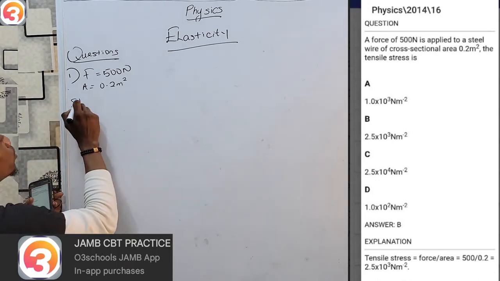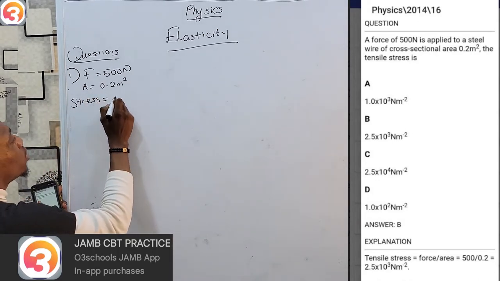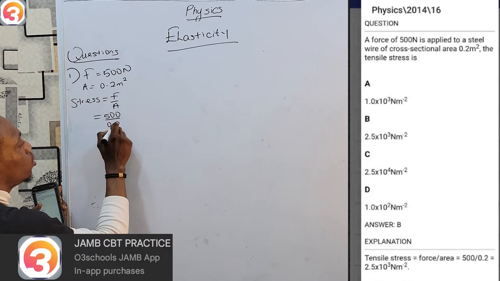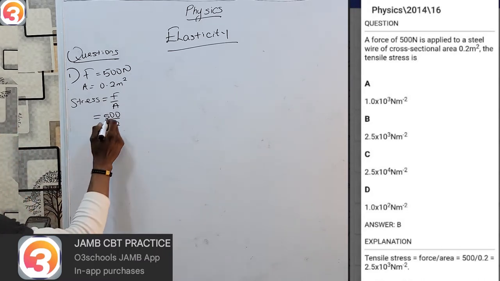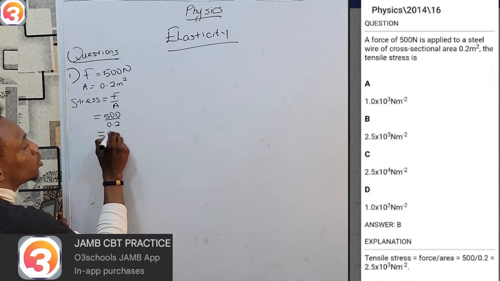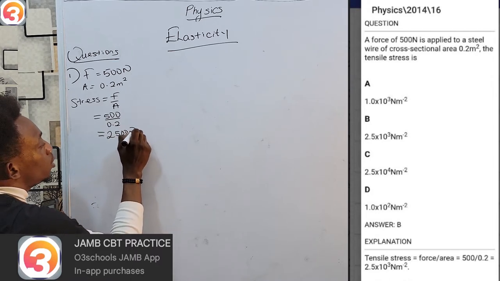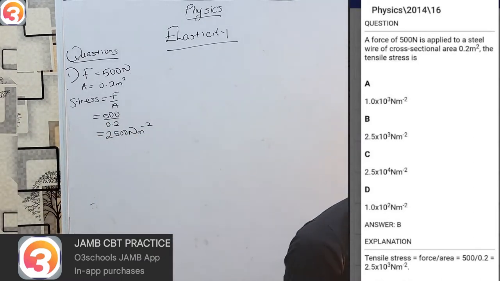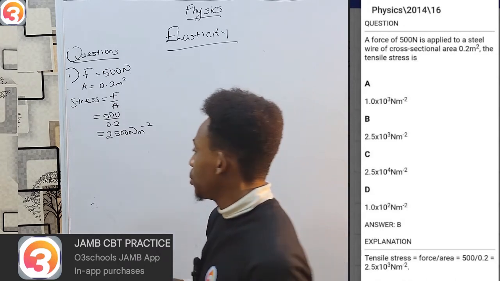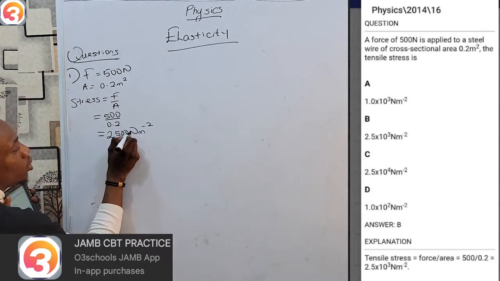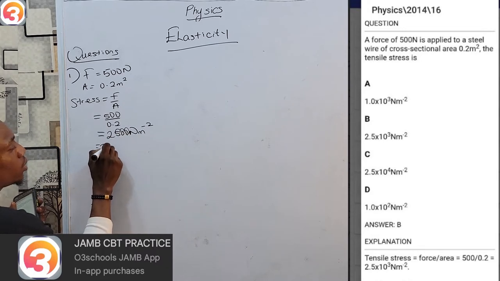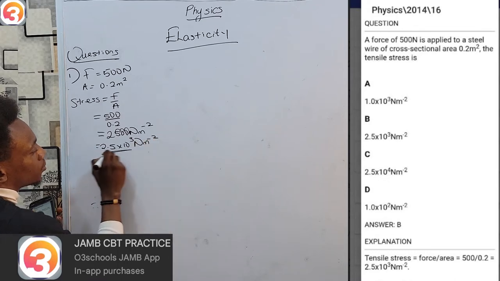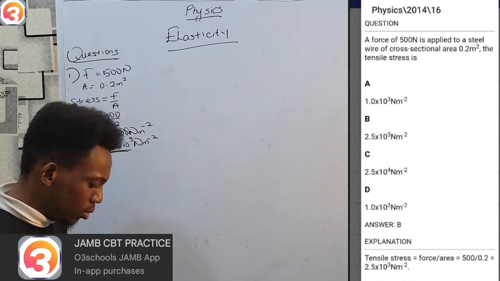And this is truly one of the simpler questions we ever see. Stress is force over area. That will be 500 over 0.2. And 500 over 0.2, if you press that here, calculator gives you 2500 newton per square meter. However, that is not in my options, right? My options are all in standard form. So all I have to do is simply move your point backwards. 1, 2, 3. 2.5 times 10 to the power 3 newton per square meter. That is all. Very, very simple.